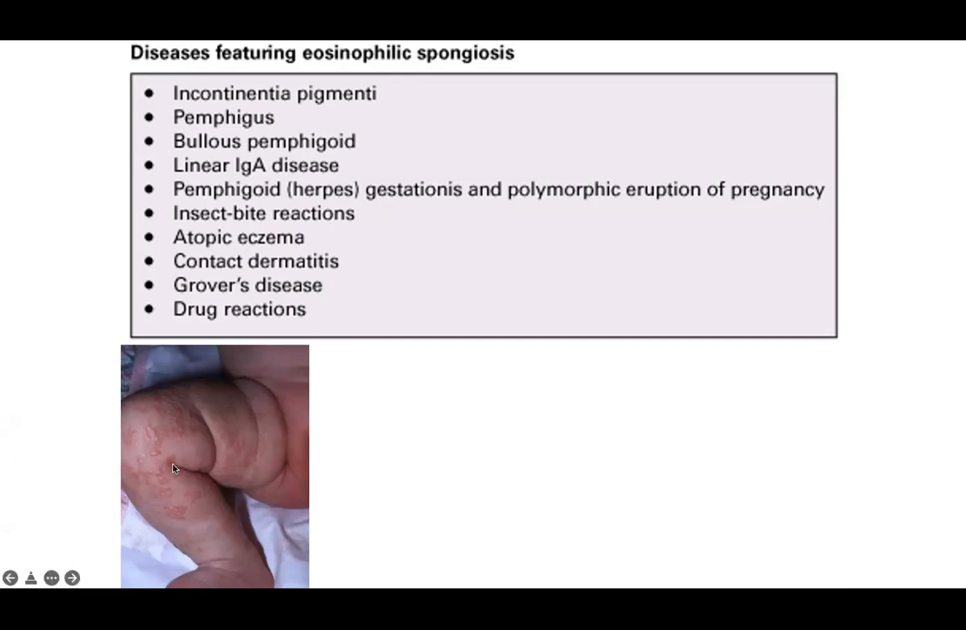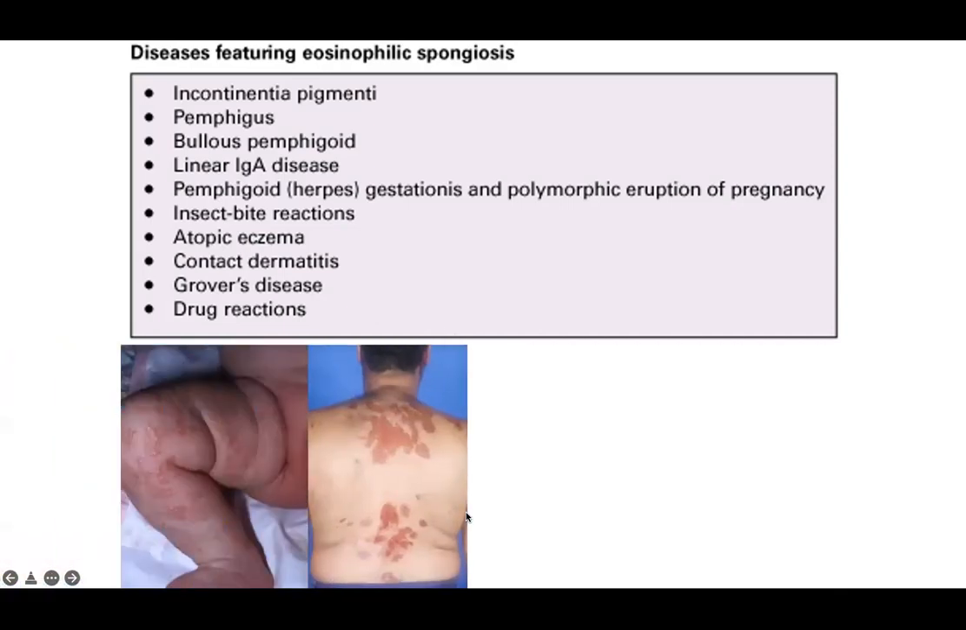What you see here is usually a vesicular eruption that evolves into a verrucous morphology. So you go from vesicular to verrucous, and then hyperpigmented, and then hypopigmented. Those are the 4 stages of incontinentia pigmenti. Of course, you can have pemphigus, which is due to autoantibodies against desmoglein 3 primarily, but you can have anti-desmoglein 1 and 3.